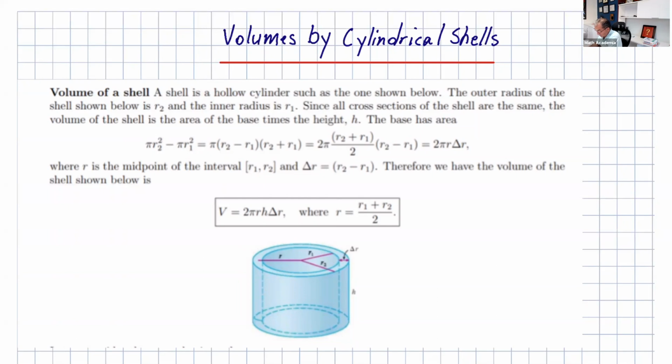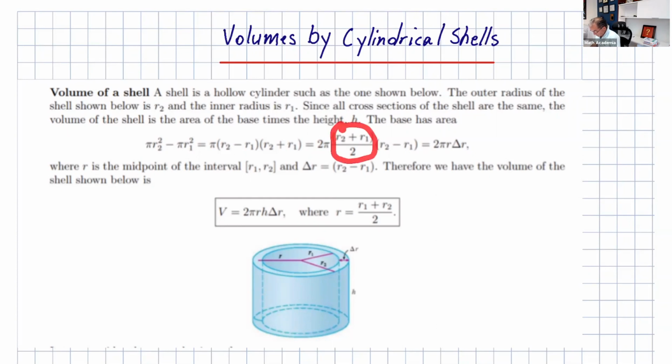Now, what we can do is multiply and divide by 2, and there's a reason to do that. We're going to see why. If we do that, then we get 2 pi times (r1 plus r2) divided by 2, times (r2 minus r1). Again, here we can cancel the 2's. We're just multiplying by 2 to make our job easier.